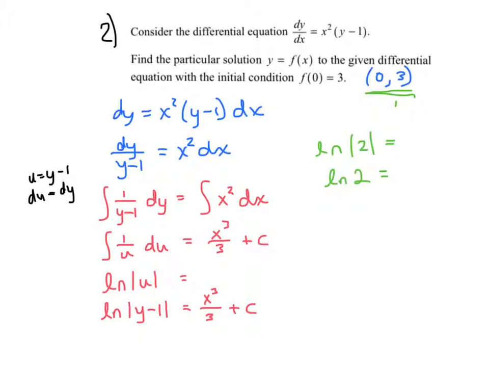Okay, on the right-hand side, I go ahead and plug in that 0 for x. So I just get 0 plus c. So I end up with c is equal to the natural log of 2. All right, so now I'm going to plug that back in and solve for my y value.